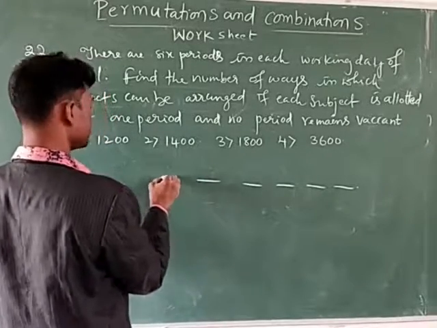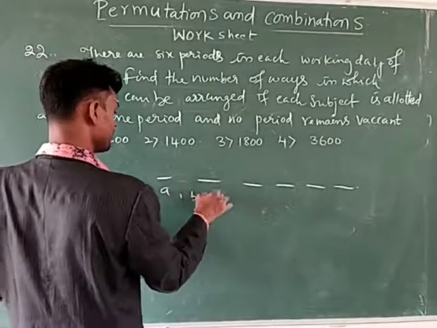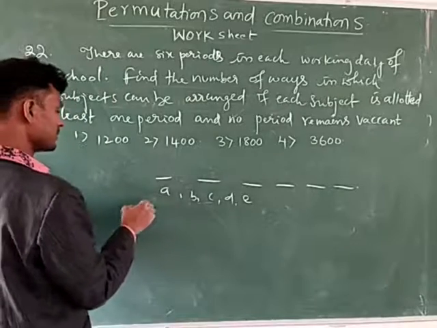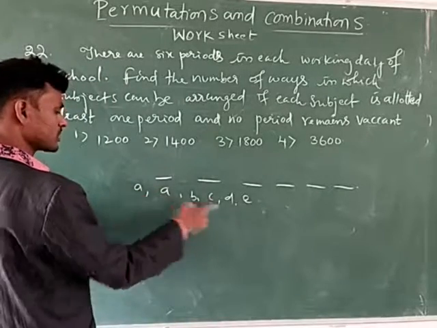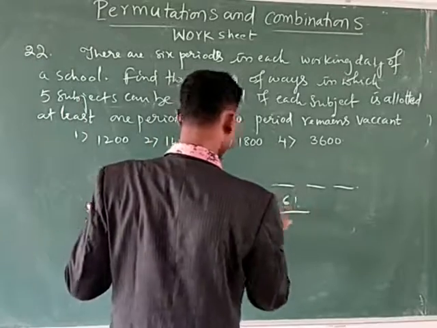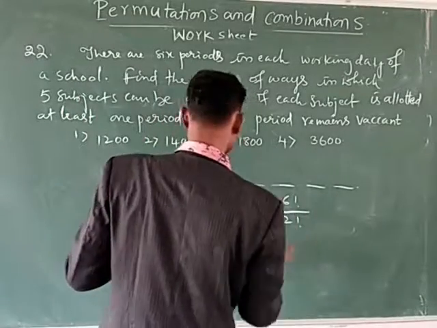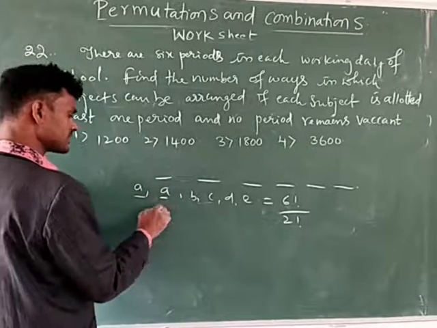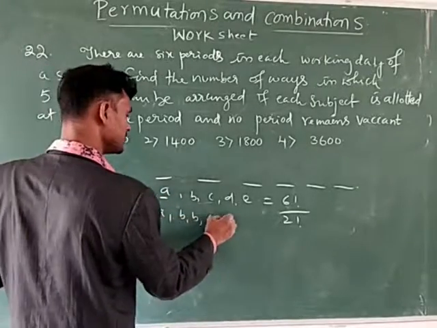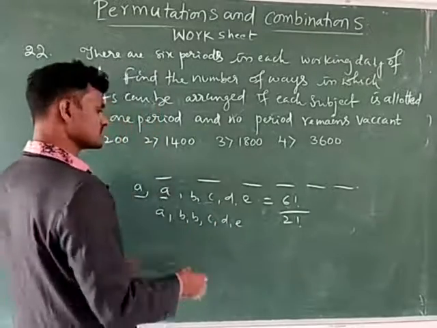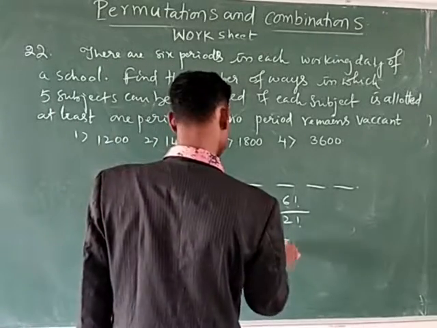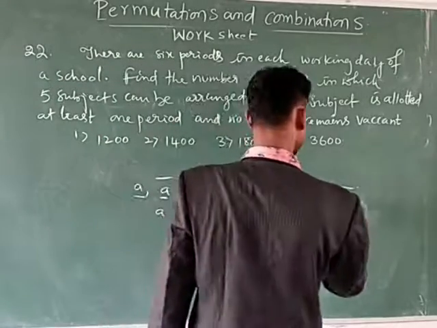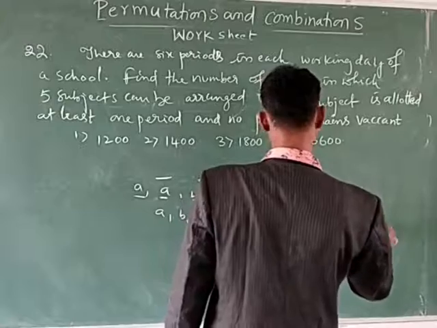Suppose the subjects are A, B, C, D, E, 5 subjects. Here in the first case you have to give A 2 times. 2 times means total 6 factorial by 2 factorial for the repetition. This is A. Suppose B is repeated: A, B, B, C, D, E. Like this, B also gives 6 factorial by 2 factorial. Total how many subjects? 5 subjects are there. Then 5 times 6 factorial by 2 factorial.